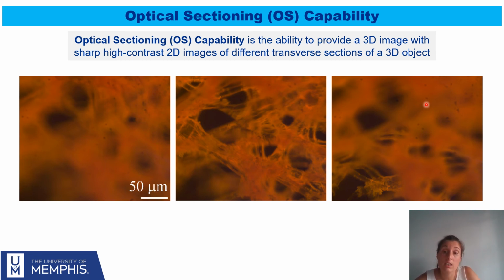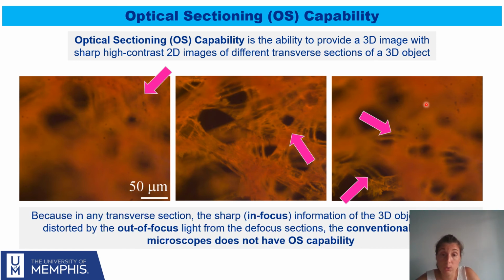So what that means is the in-focus information and the out-of-focus information, both of them are present in each transverse section of the image, reducing the contrast and the visualization of your image, right? This is because, as I'm pointing right here, the in-focus information is completely mixed with the out-of-focus information. So ideally, what we want is a system with optical sectioning capability, right?